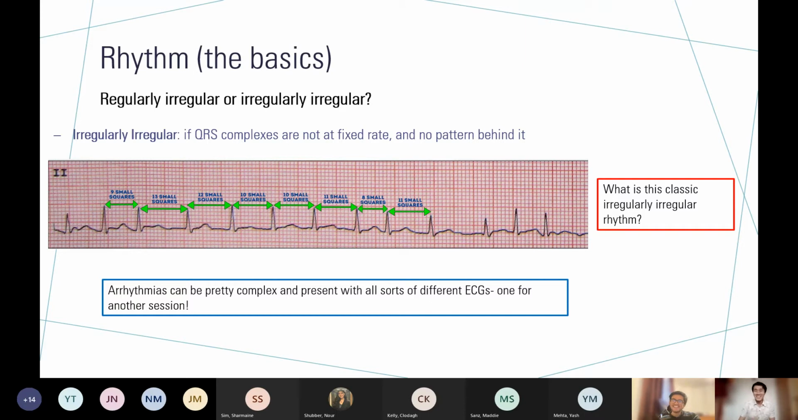There you go. I've not gone too much into arrhythmias because I didn't want to keep you for an hour. Maybe we'll do another session on it if there's enough desire. Let me know in the feedback.